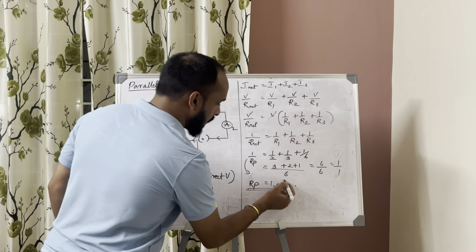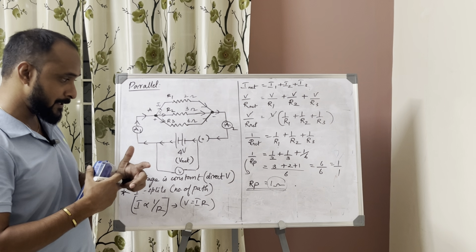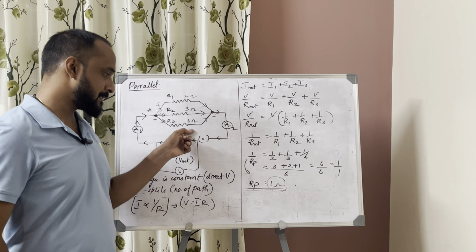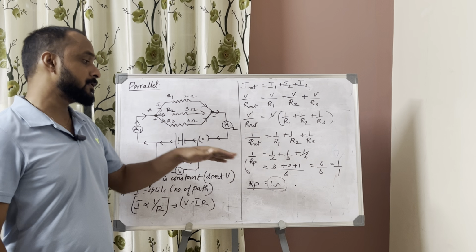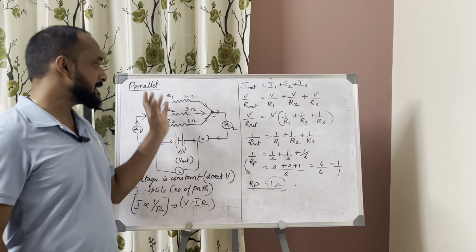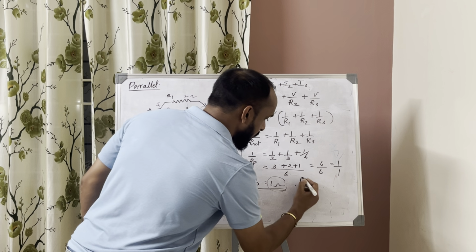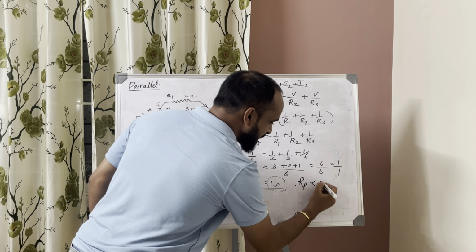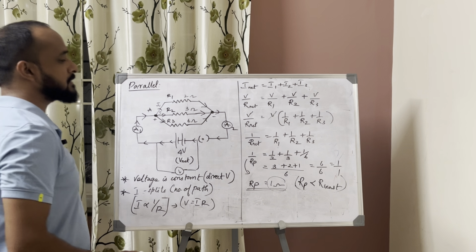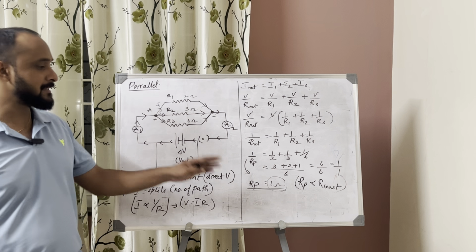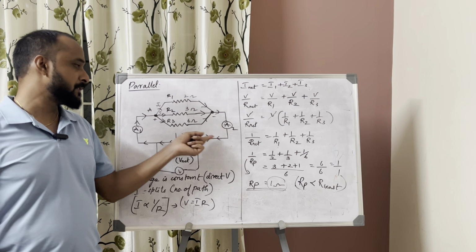And if you consider this 1 ohm, how is this 1 ohm related to 2, 3 and 6? We can tell that this 1 ohm is lesser than 6, lesser than 3 and lesser than 2 also. So we can come to a conclusion that the net resistance in a parallel circuit will always be lesser than the least individual resistance.